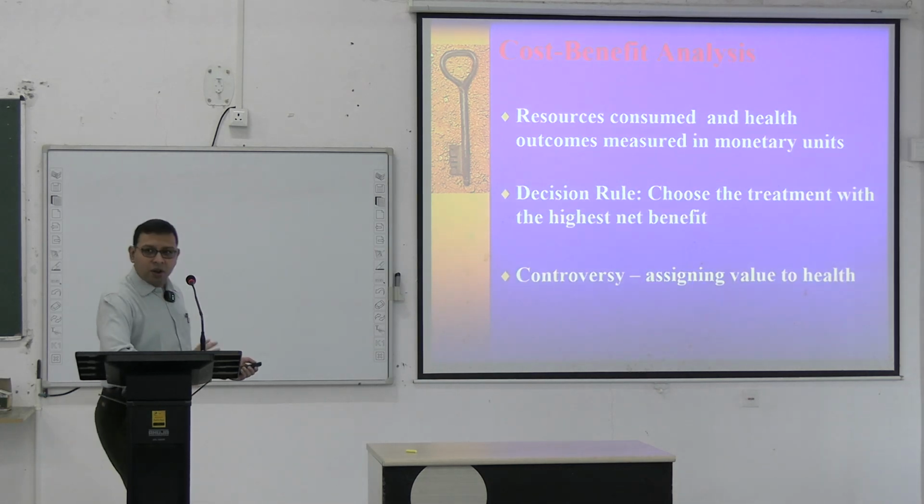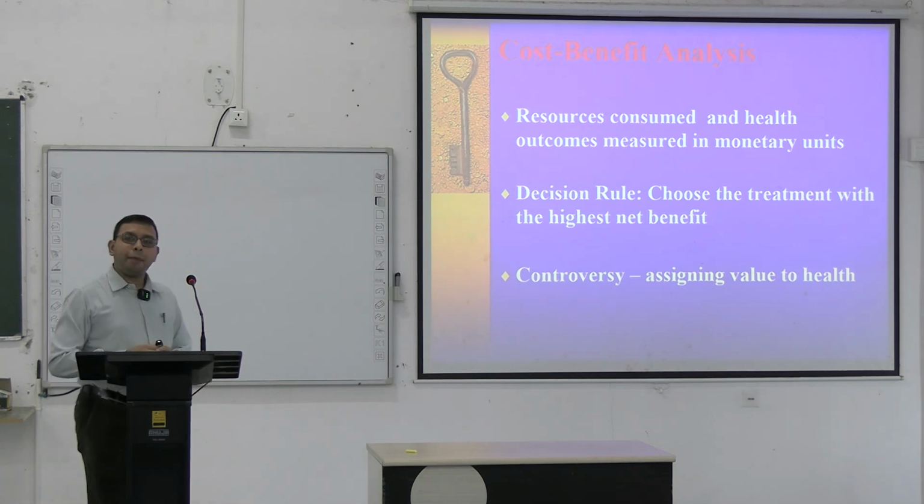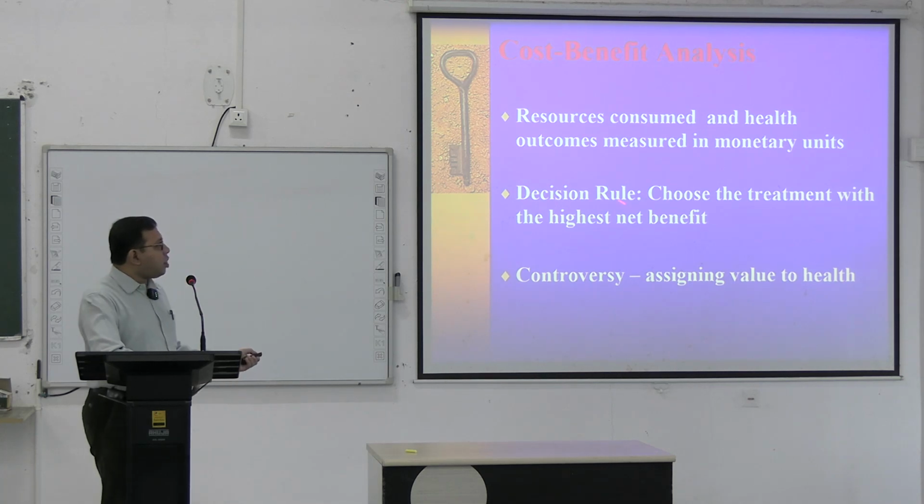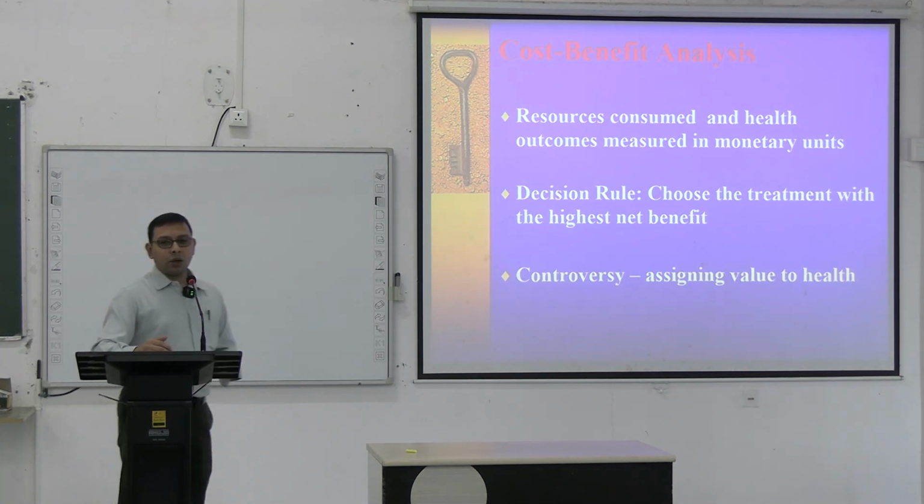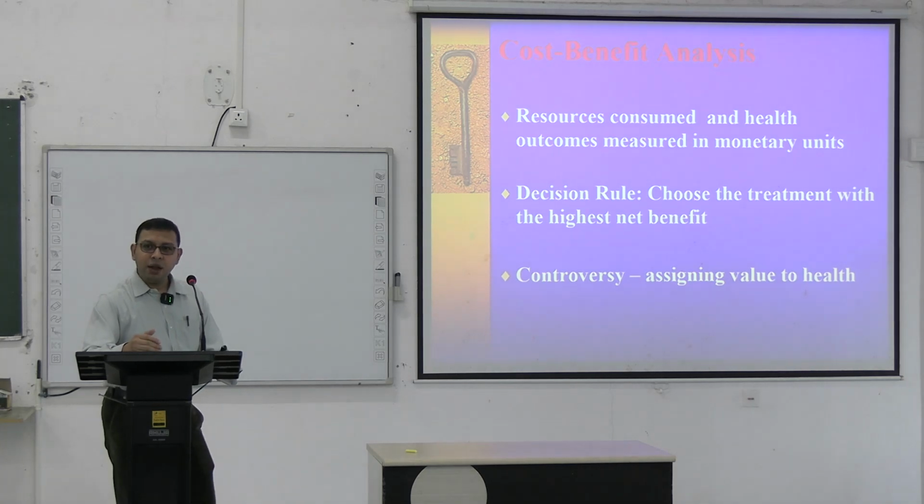Now next coming to the third one, the cost benefit analysis. Here the resources consumed and health outcomes are both measured in monetary units. Decision rules choose the treatment with the highest net benefit. So we are basically changing the benefits.